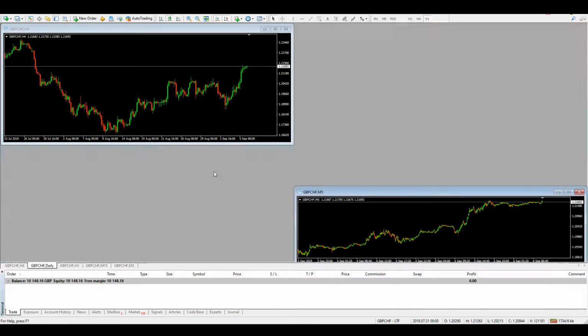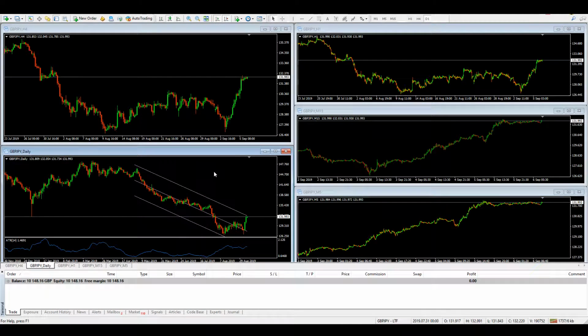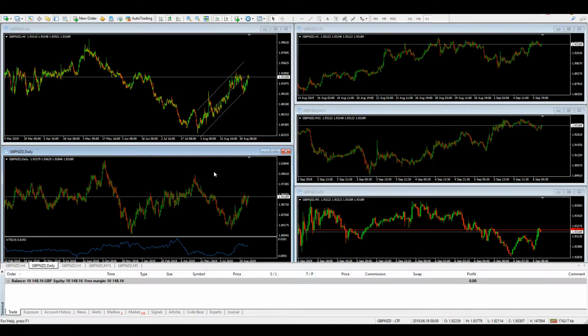GBP CHF, no. JPY looks like the same chart, no.